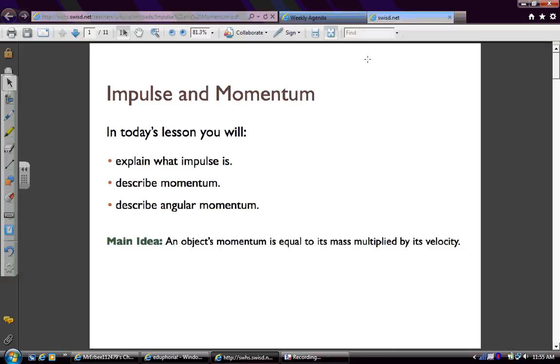So in today's lesson, we're going to be focusing on making sure that you can explain what impulse is, and we also want to make sure that you're able to describe momentum. We're not actually going to get to this third topic, describing angular momentum, because we're going to save that for when we have a little more time later in the year. So the main idea here is that you leave knowing what the equation is for momentum and impulse. Okay, so again, make the topic of your notes impulse and momentum.